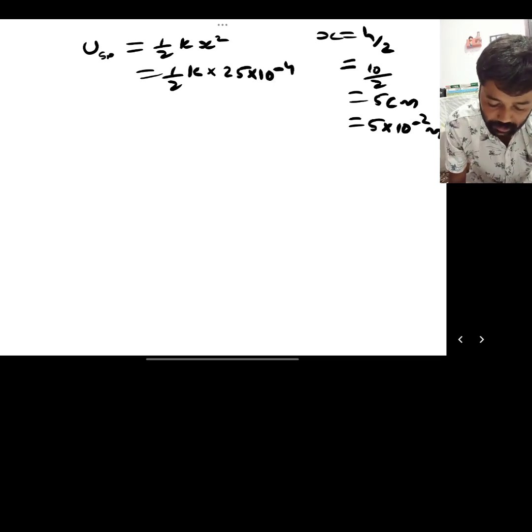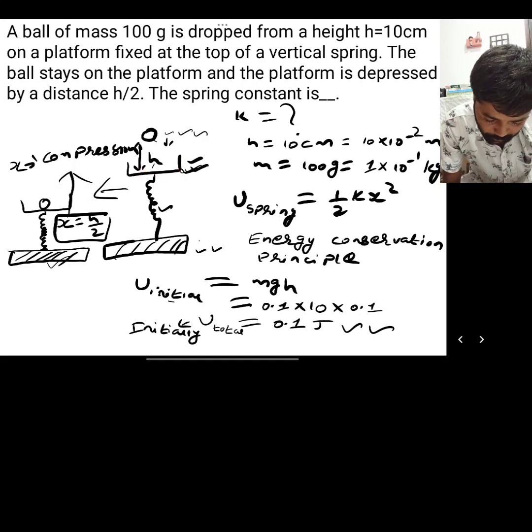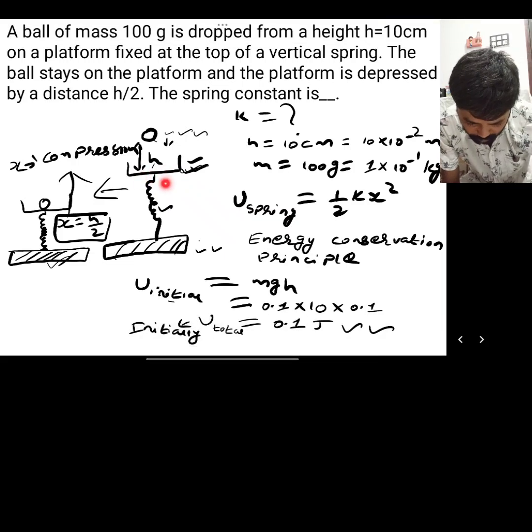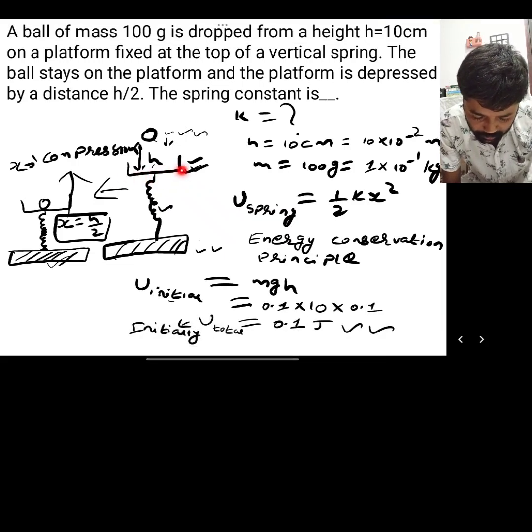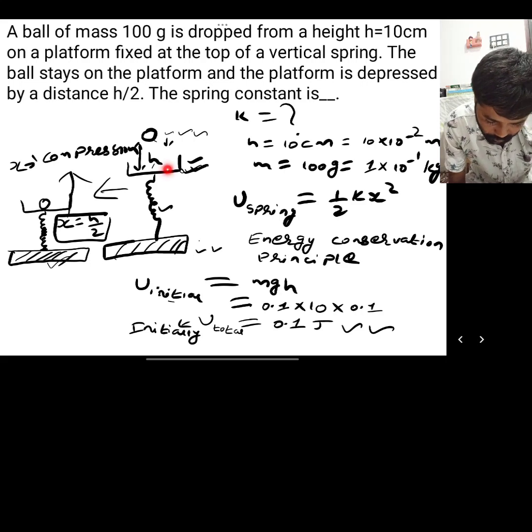That is the spring potential energy. Now let us see gravitational potential energy. We have taken this as the reference, and now the ball position is below this. So gravitational potential energy will be negative, because this is the reference where gravitational potential energy is 0. Above this it is positive, below this it is negative, and the ball is compressed by h by 2, so it is h by 2 below the reference.